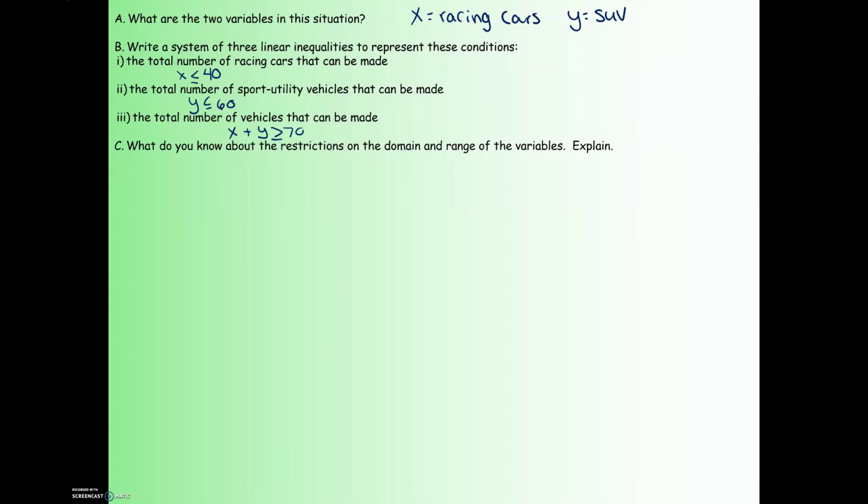What do you know about the restrictions on the domain and range? We are dealing with cars. We can't have half a car. We can't have negative cars. So X belongs to whole numbers and Y belongs to whole numbers. Another way that we can represent that, we can also include the following restrictions: that X has to be greater or equal to 0 and Y has to be greater or equal to 0. And that also shows that we have to be positive, including whole numbers.